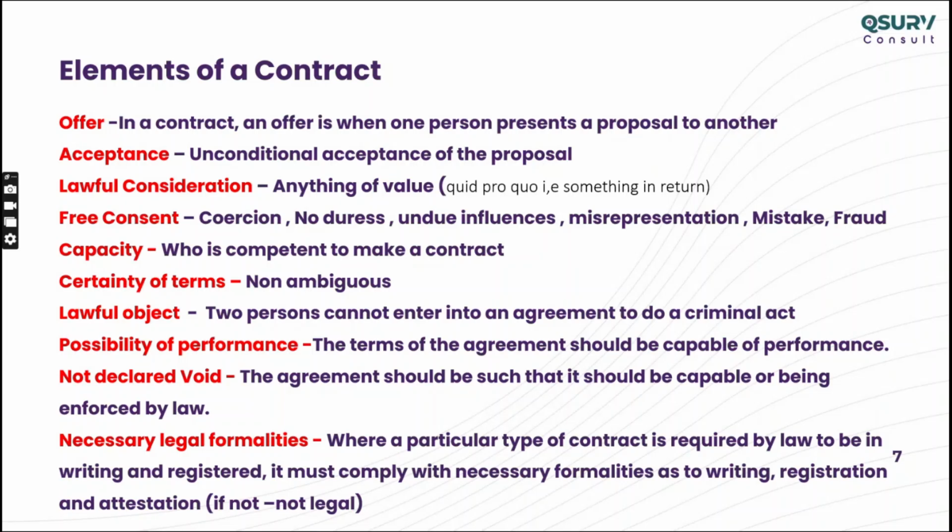When you reach the position of manager or director level, your first step, before you give it to your junior, is to ensure this is a valid contract. There is a valid offer, a valid acceptance, lawful consideration, free consent, and capacity. Everything you have to ensure. For free consent or lawful object, I used to check with legal also.